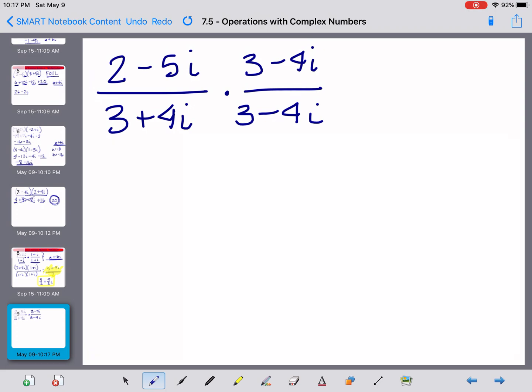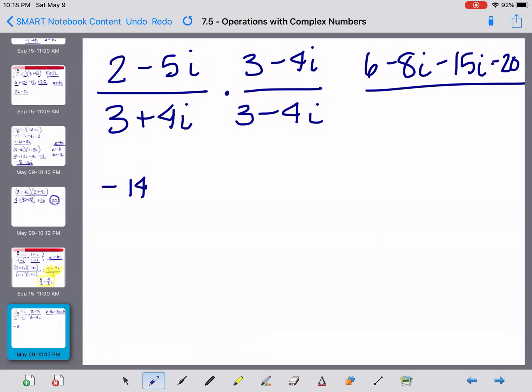Let's do the top. 2 times 3, that'll give me 6. 2 times negative 4i, it's negative 8i, negative 15i. And then at the end here, negative 5 times negative 4 is 20, but i squared will change that back to a negative. Okay, so if I combine all that, that would be negative 20 and 6. That'll give me negative 14, and then minus 23i.